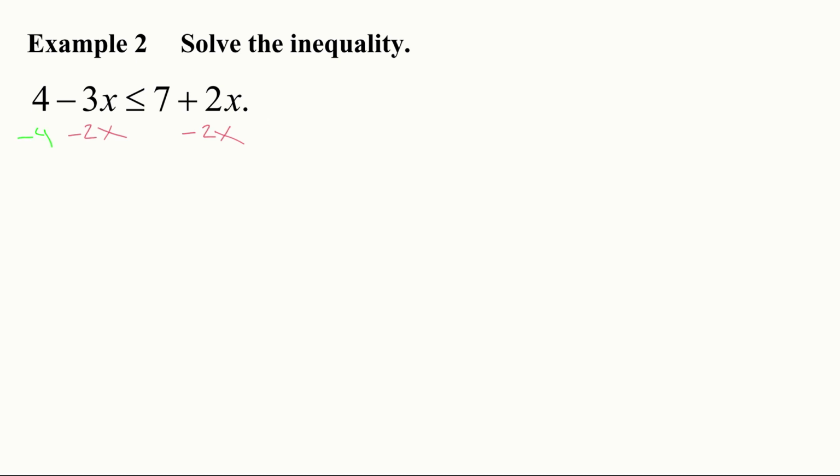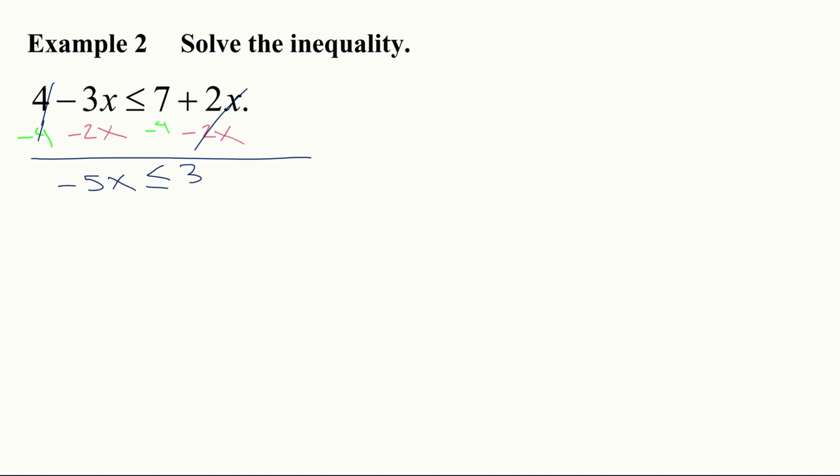I can actually put it on the 7 if I like. Okay, so now notice we can do both at the same time. So now we end up with what? These cancel out. So you get negative 5x less than or equal to, on this side, these cancel out, so you get 3.